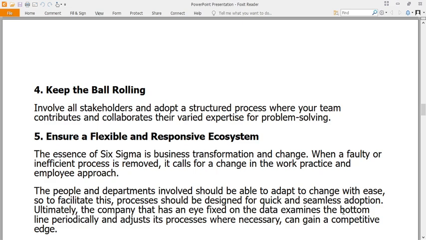Then ensure a flexible and responsive ecosystem. We work with different dynamics of people. We work in a diverse environment. So therefore, people should be flexible enough. If there are changes made from the previous principle, if you've identified a problem and probably there is a change in the way work has to be done, you should encourage your subordinates to be flexible enough and move on with a new change.